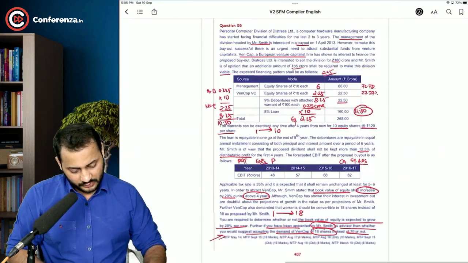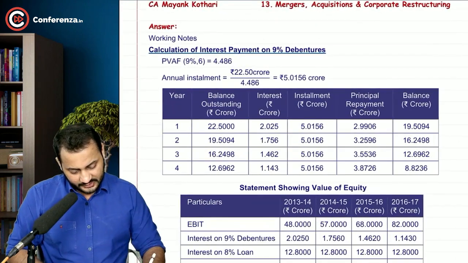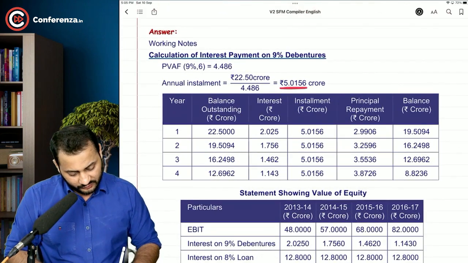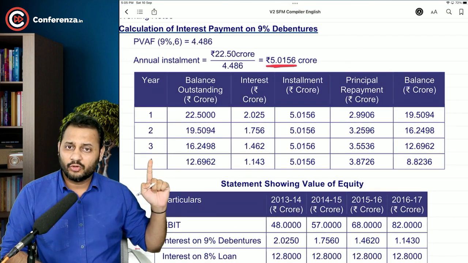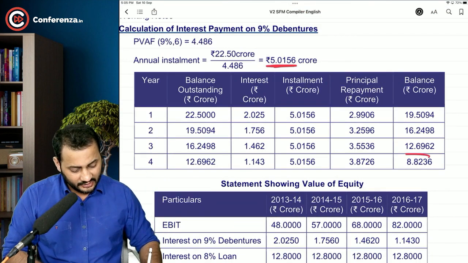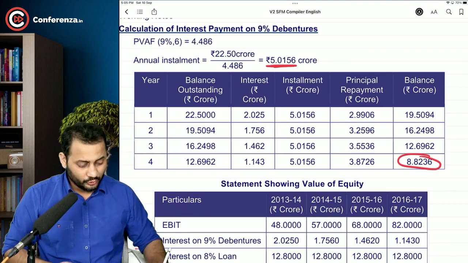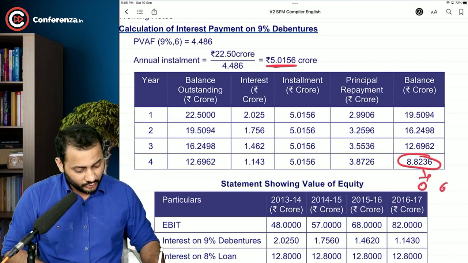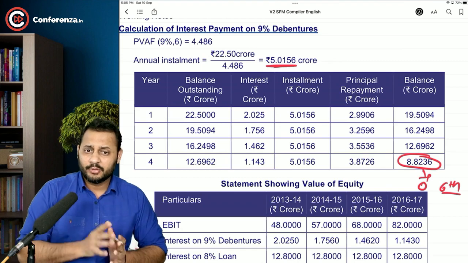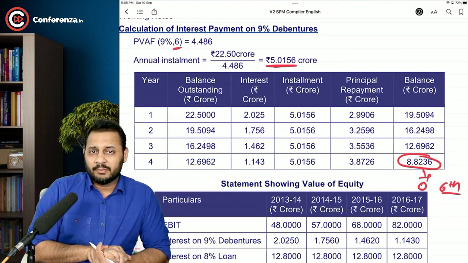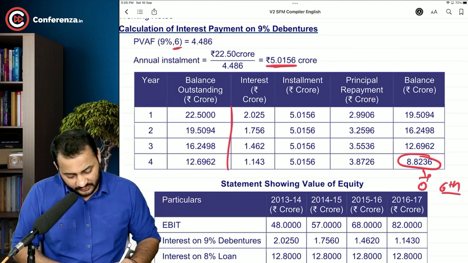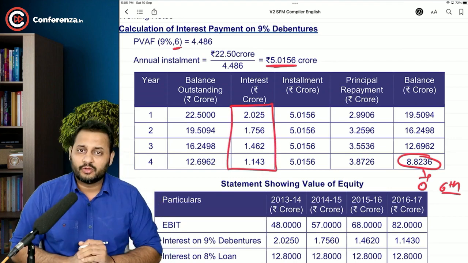Now have a look at the answers. The very first thing, 5.0156 crore. We have taken the schedule for only 4 years, and you can see there is still a closing balance which will get zeroed in the 6th year, because the loan period is 6 years. Okay, repayment schedule. So this interest will be deducted from the profit and loss.